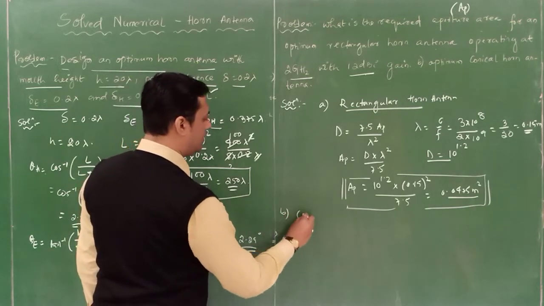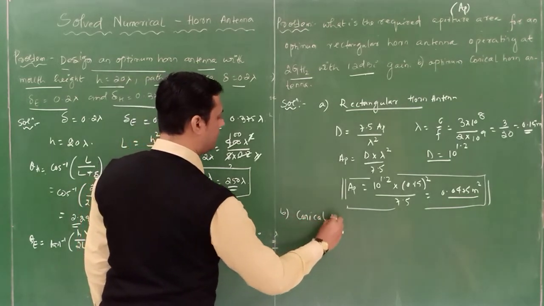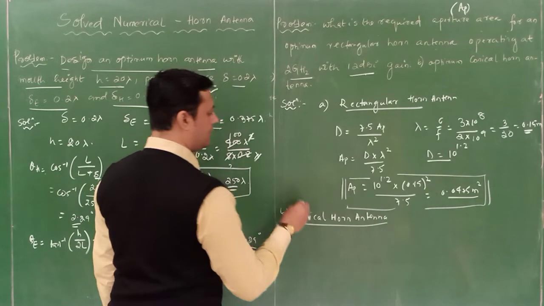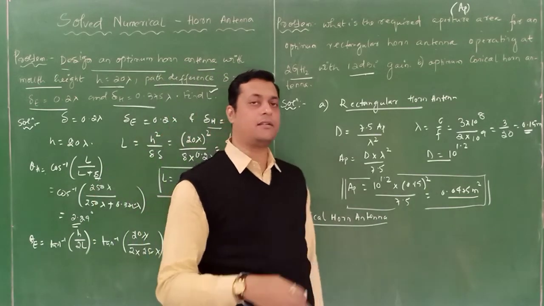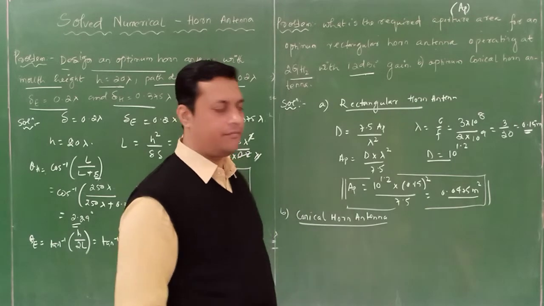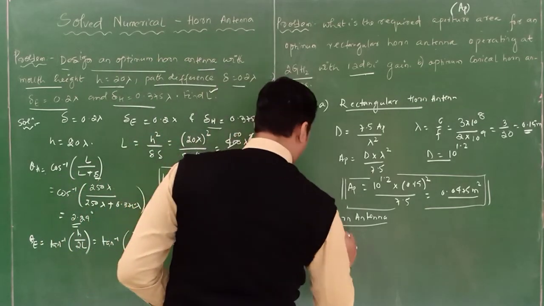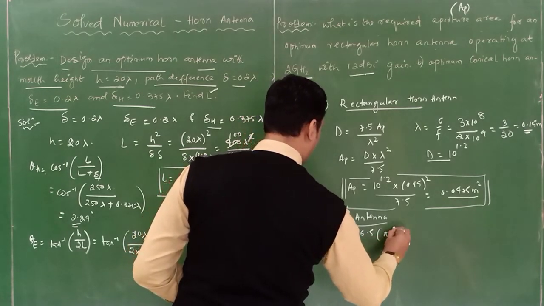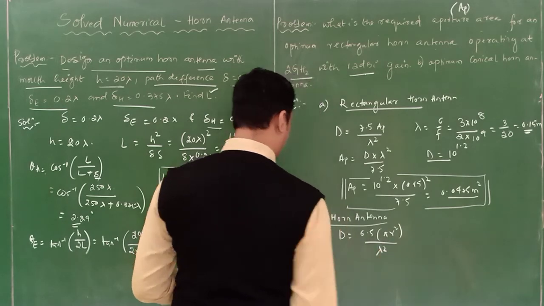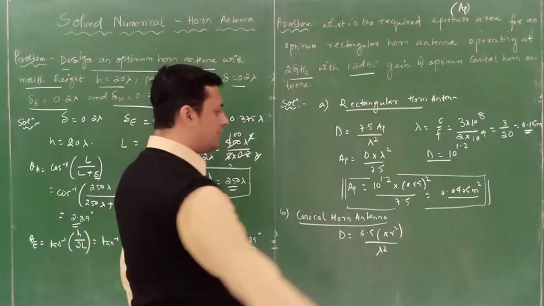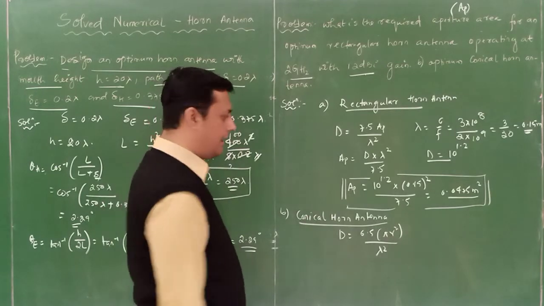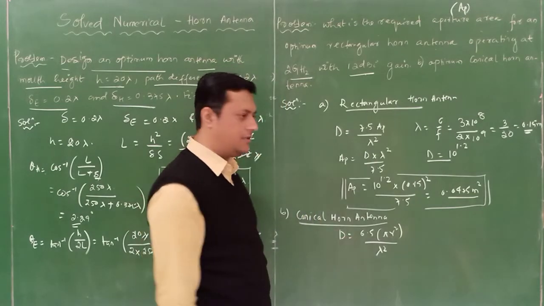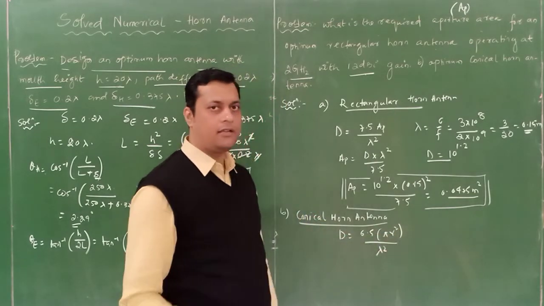Now we will solve for the conical horn antenna. In conical horn antenna, aperture depends upon the area, pi r square. So that we have to identify. So for that, we have D is equal to 6.5 pi r square divided by lambda square. So here pi r square is the aperture area. 6.5 divided by lambda square. So the same gain 12.5 dBi you have to consider, and in place of pi r square you can substitute AP.